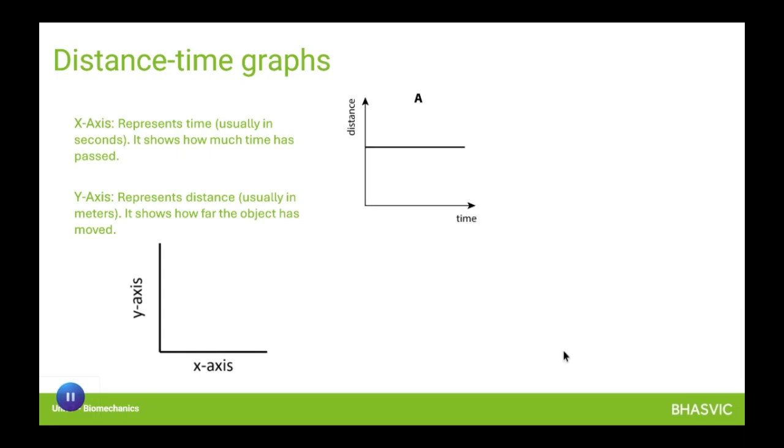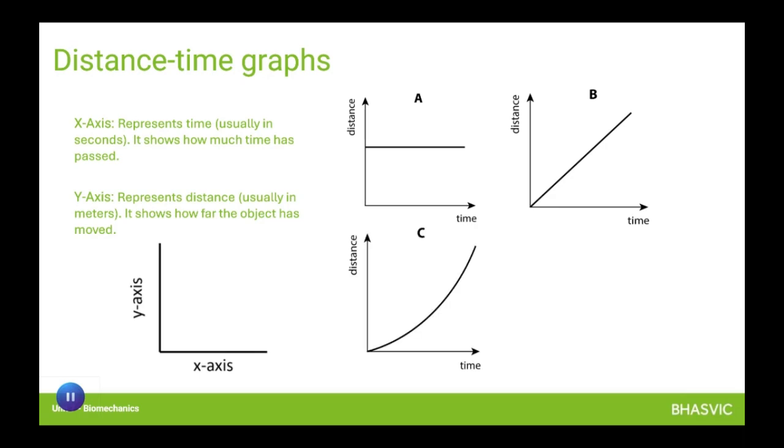If the graph is a horizontal line, it means that the object is stationary, as no distance is being covered over time. A steep upward slope indicates higher speed because the object is covering more distance in less time. A shallow slope indicates slower speed, meaning the object is moving a shorter distance over a longer period.